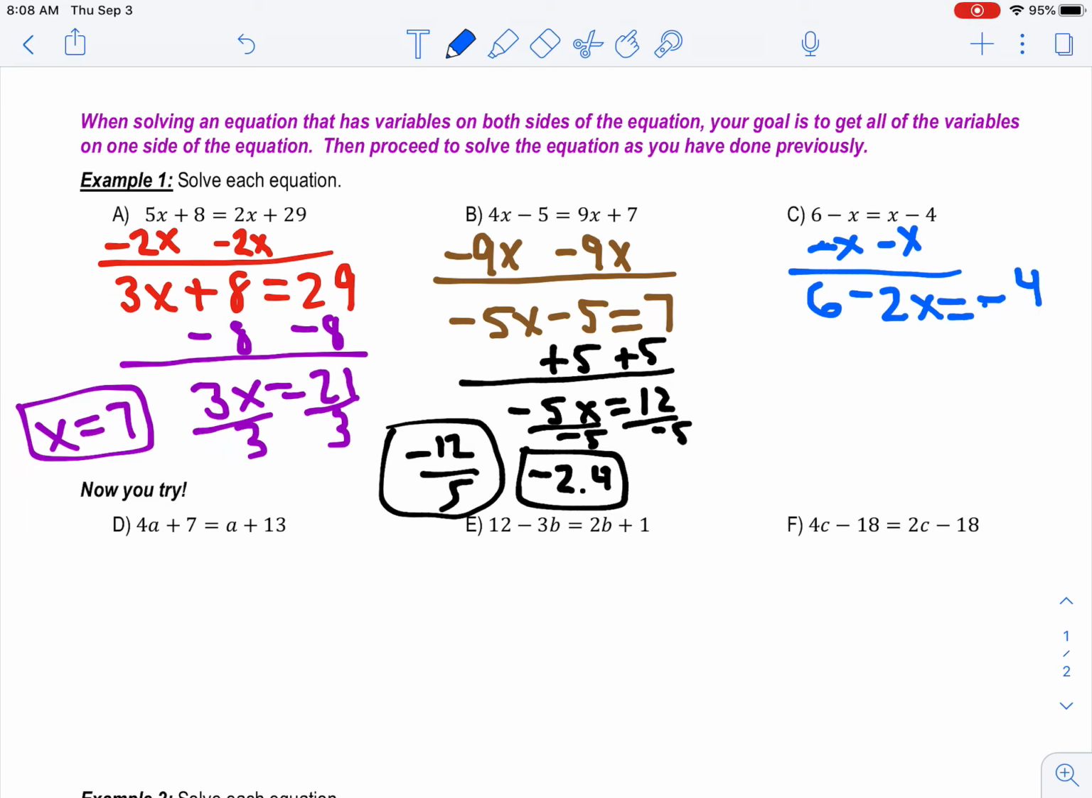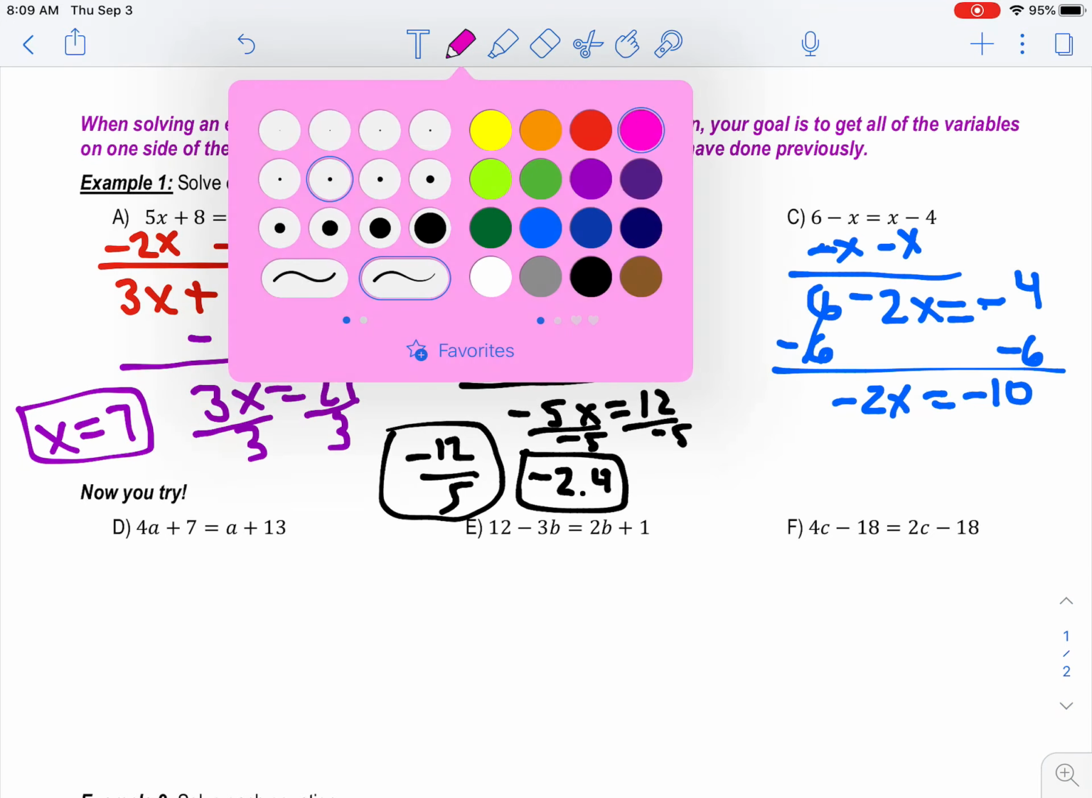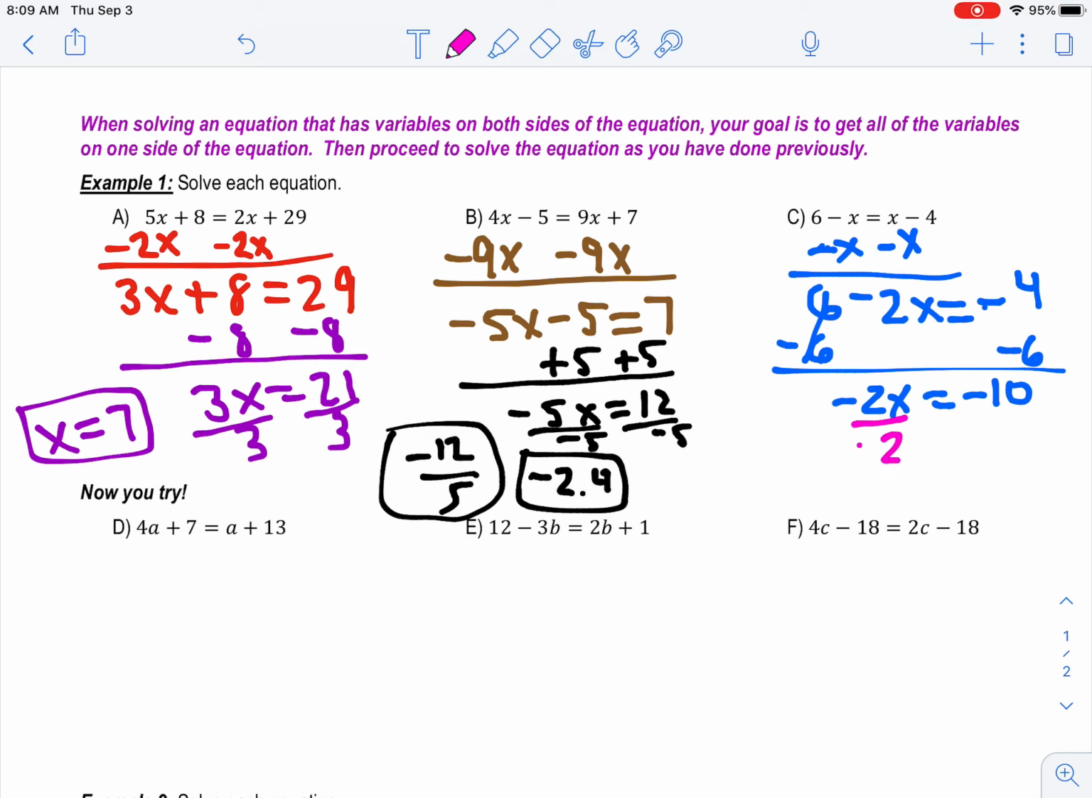Now, this is a positive 6, so when I move it over, I have to subtract 6 from both sides. Now be very careful. I'm left with a negative 2x because the 6's cancel. But notice the sign in front of the 2x. Negative 4 minus 6 is negative 10. Now we can divide that by negative 2. Remember, a negative divided by a negative will change to a positive, so x equals positive 5.